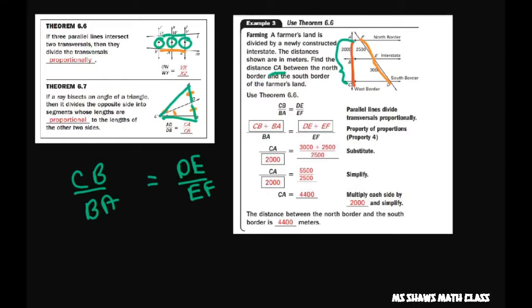Now what they're doing here is they're using the property of proportions. So that means they're just adding the denominators to both sides to help solve this. All right, and when you fill everything in, you're going to get CA equals 4,400.